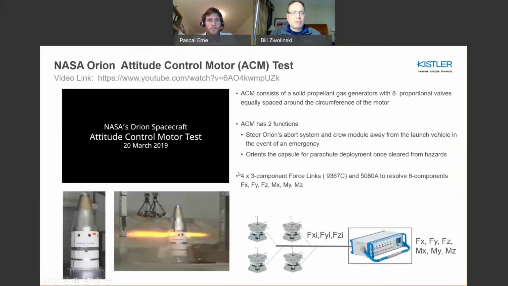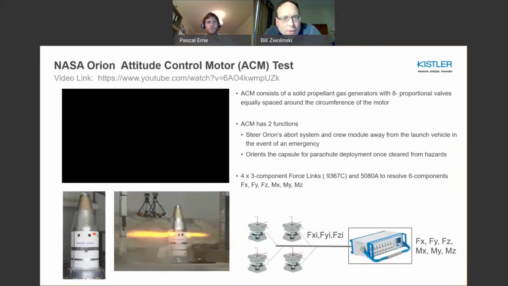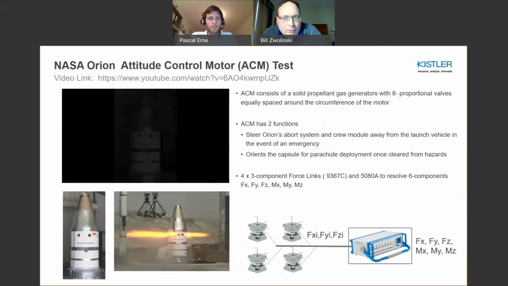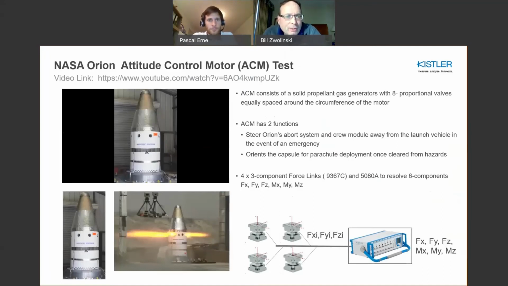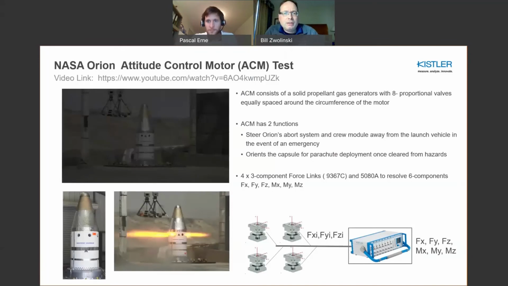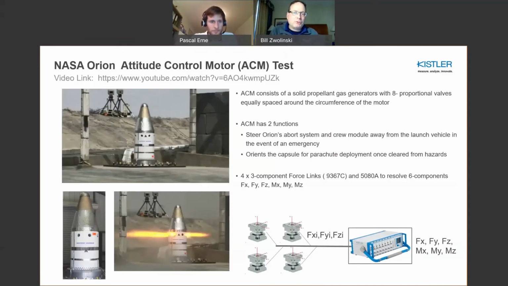So what I wanted to show was just something on the NASA Orion attitude control motor, and what it has is solid propellant gas generators with 8 proportional valves. They're equally spaced. 2 functions to basically act as an abort system to get the crew module away from the emergency and orient the capsule for parachute deployment. Underneath this platform is a dynamometer.